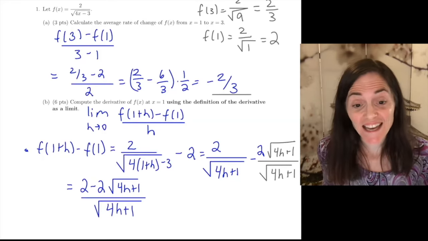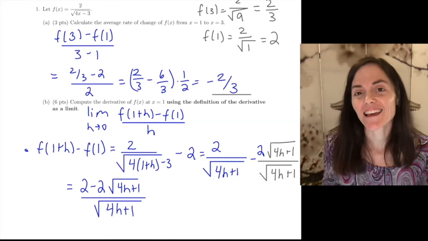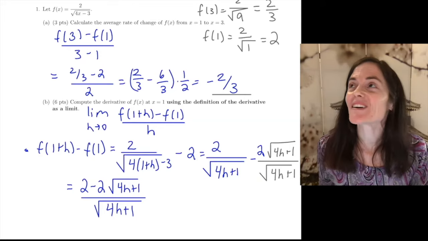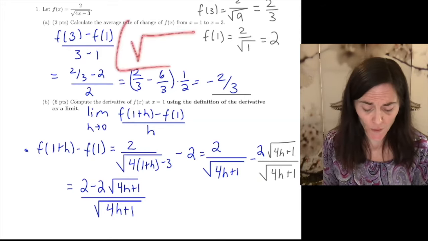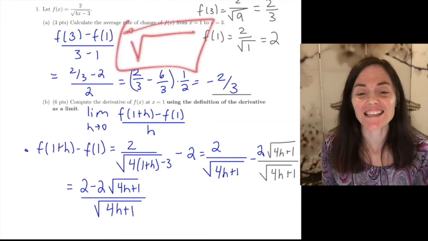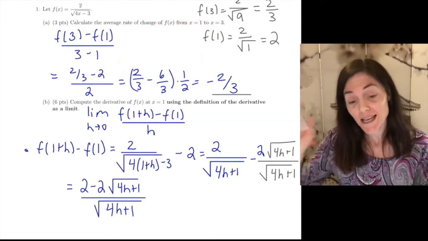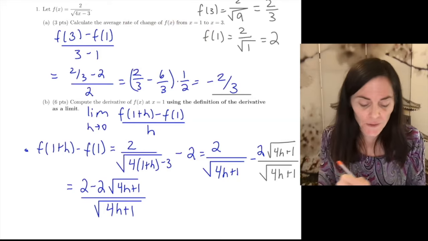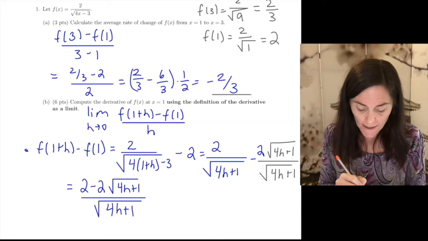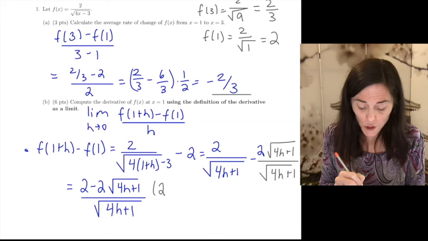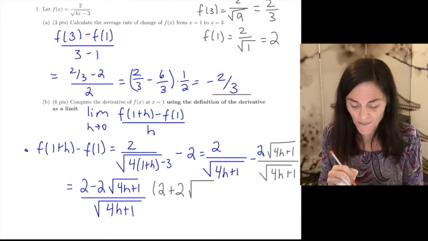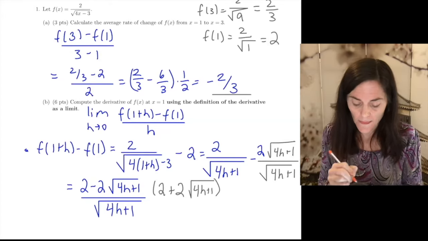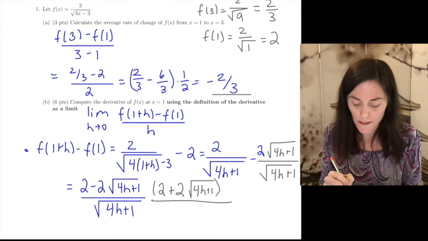Well, what's our strategy now? I still don't have h times something. Now what we do is what we do if we have just the derivative, using the definition, of say, square root of something. The trick in that case is you want to rationalize the numerator, and this is what I will do now. So I will multiply here by 2 plus 2 times the square root 4h plus 1. And you also multiply this in the denominator.